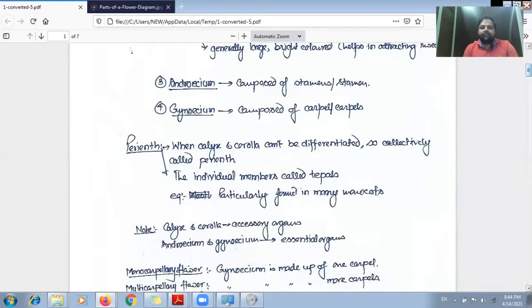On the other hand, androecium and gynoecium are the essential organs of the flower, just because they are the male and female reproductive organs of the flower. Without these structures, fertilization and the formation of the embryo, or in other words the production of offspring, will not be possible. So androecium and gynoecium are called the essential organs of the flower, and calyx and corolla are considered the accessory organs of the flower.